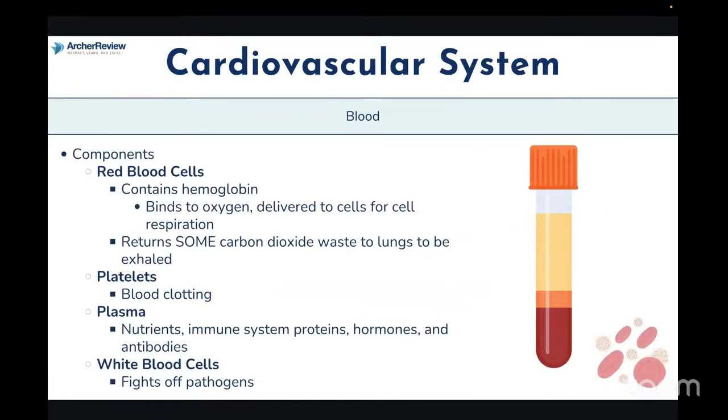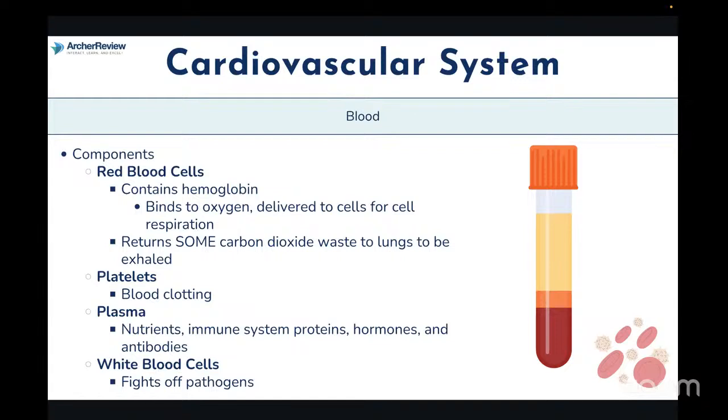Blood is a major component of the cardiovascular system. So let's talk about the components that are found in your blood. You've got red blood cells, of course. The red blood cells contain hemoglobin. Hemoglobin's job helps bind to oxygen, which delivers oxygen then to cells for cellular respiration. Now, the red blood cells will return some carbon dioxide waste back to the lungs to be exhaled.